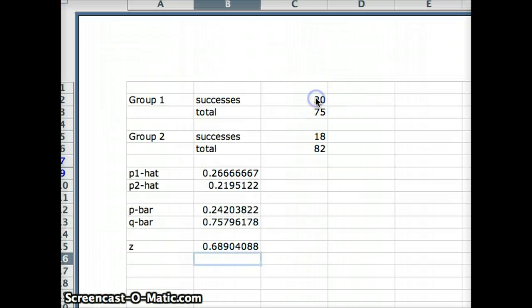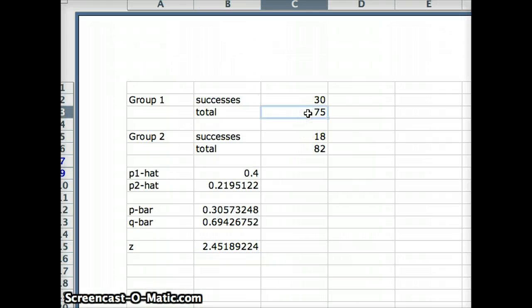So here we're going to have 30 over 100. Here we're going to have 118 over 200. And you'll notice the work is done for us. I programmed the spreadsheet on the last example, so it immediately comes back and gives me a Z value of negative 4.736. That is a very large Z.